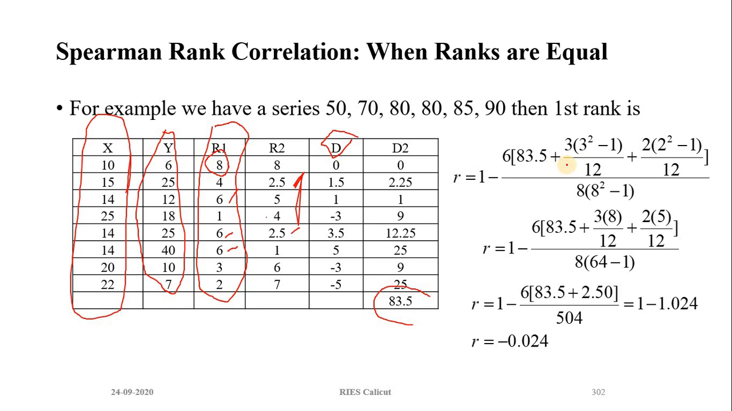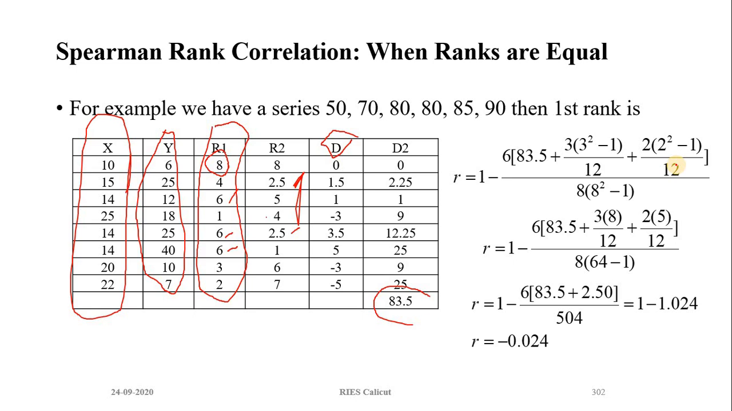Now you have to listen. In x, in rank 1, the value 6 is repeating 3 times. So we are taking 3. How many times a value is repeating? 3. So m is 3. Then 3 into 3 square minus 1 divided by 12, plus. In the second, R2, the 2.5 rank is repeating 2 times. So 2 into 2 square minus 1 divided by 12.